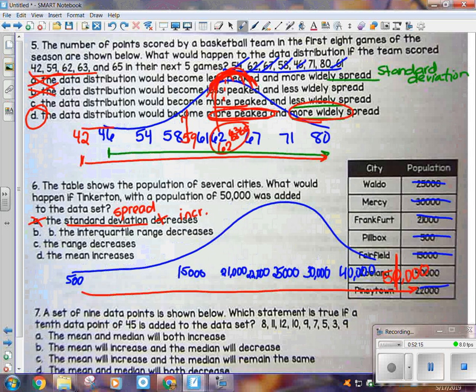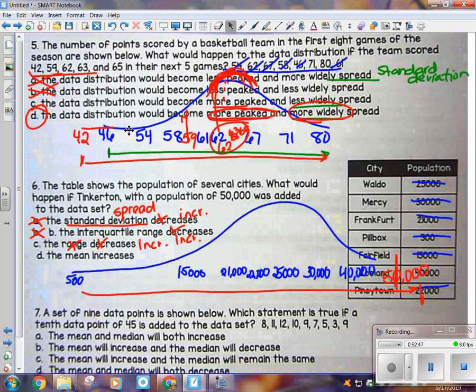The interquartile range, it's really hard to tell where the interquartile range is, but I don't think it increases. If the range gets wider, it makes sense that the interquartile range would also get wider. So I don't think that, and we really don't have interquartile range numbers anyway. The range decreases. If I have to go even farther than 50,000, definitely the range does not decrease. The range does increase. The mean increases.